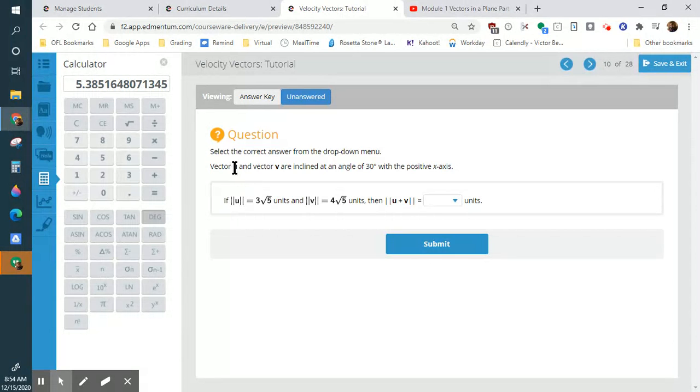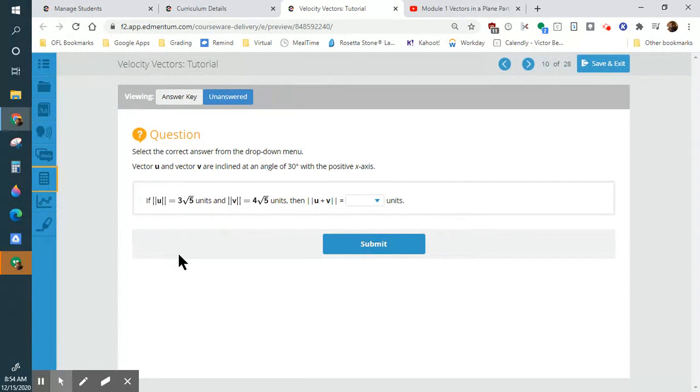All right, so now this wants us to, here's the magnitude, here's the other magnitude, then this is equal to, a best case scenario if these are the same. Oh my gosh, I hate this. You can't really use the Edmentum calculator for this just because of how it works.